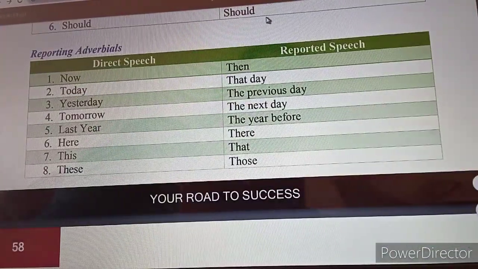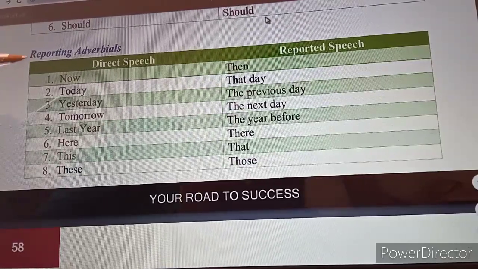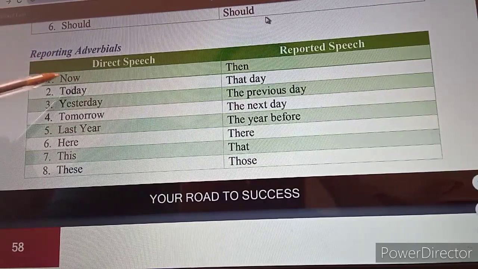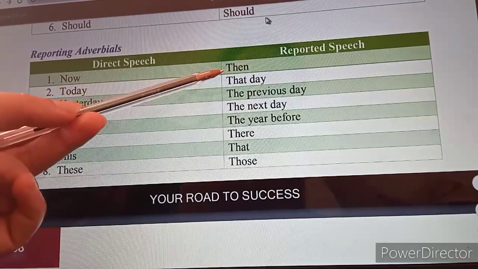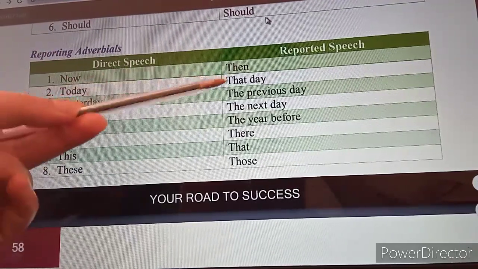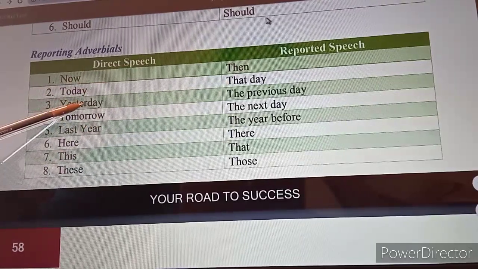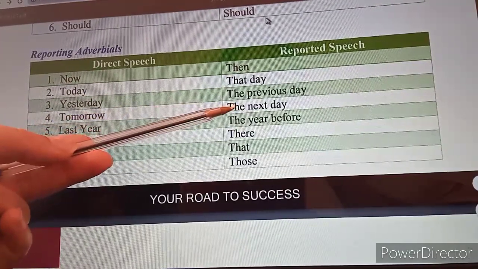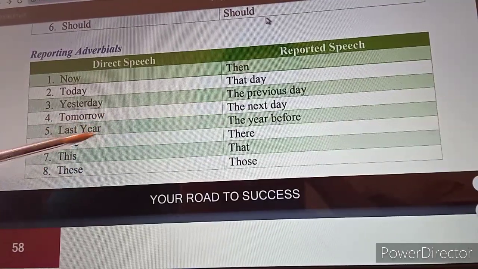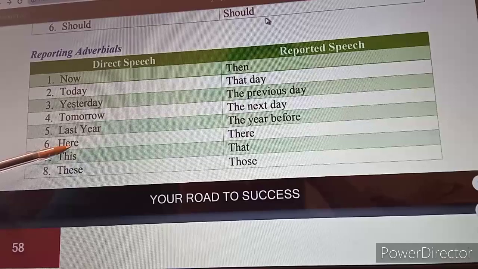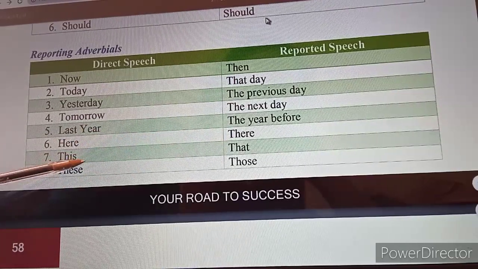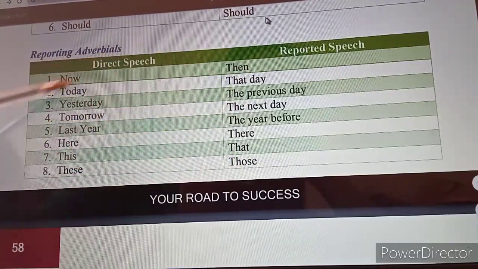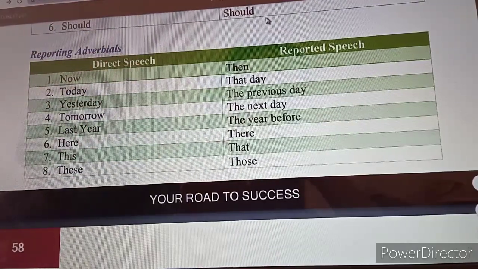So now let's move to the reporting adverbials. These are some adverbials that you should know. Now becomes then. Today becomes that day. Yesterday becomes the previous day. Tomorrow becomes the next day. Last year becomes the year before. Here becomes there. This becomes that. These becomes those. Clear? Also you should read them by heart.